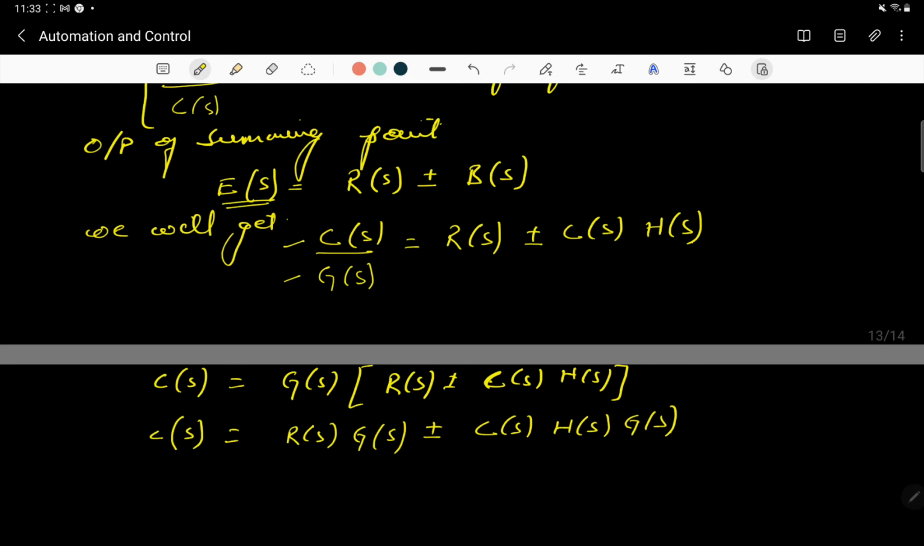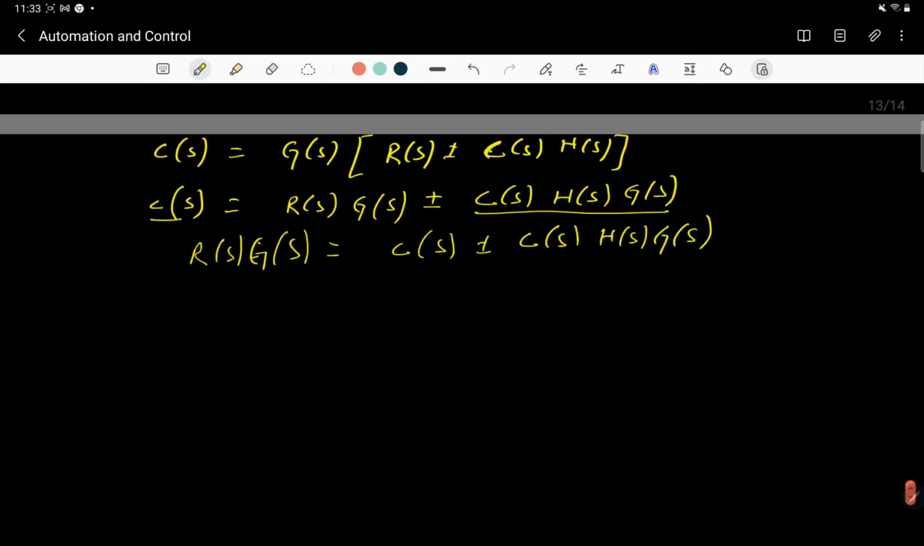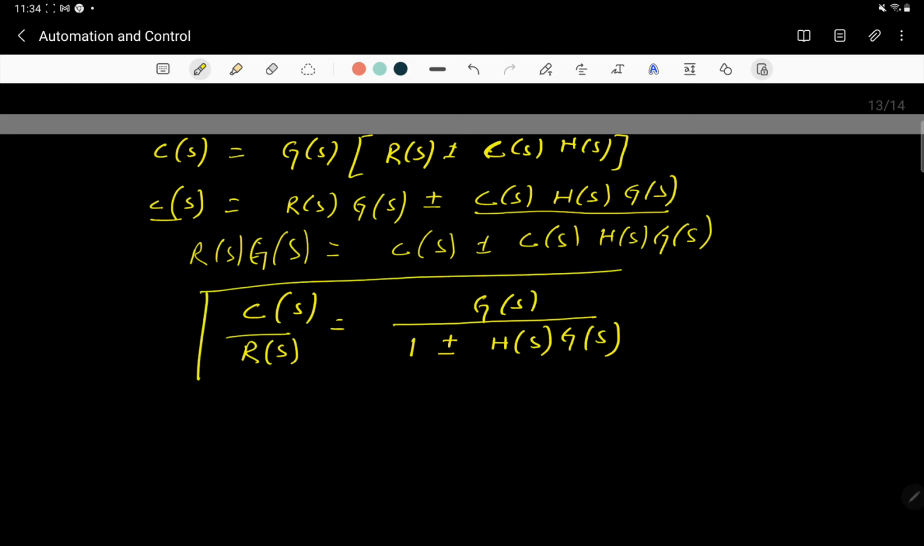What we need is C(s) upon R(s). Here is C(s) and here is C(s), so this becomes R(s)G(s) equals C(s) plus minus C(s)H(s)G(s). From here, C(s) upon R(s) will give you G(s) divided by 1 plus minus H(s)G(s). This is the overall transfer function of the above block diagram.